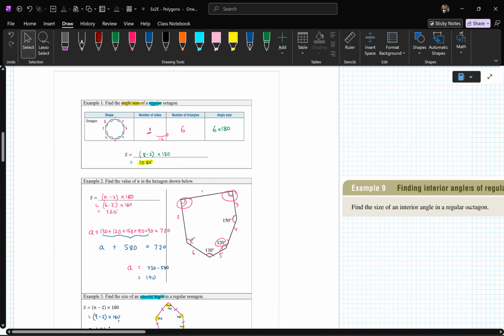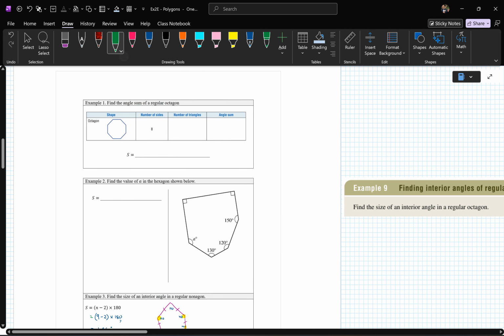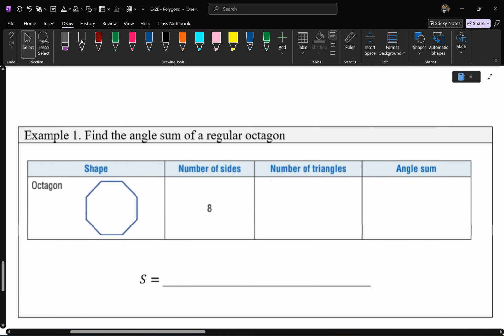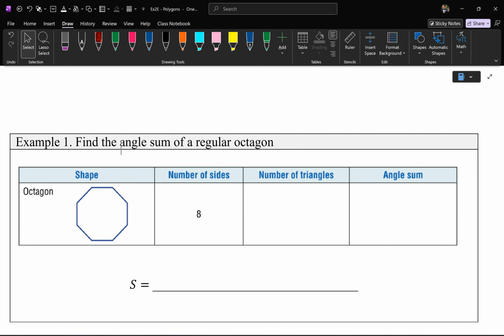All right, I'm going to delete all of this so that you don't see the answers. Let's do a quick, simple problem from your textbook. Example 1: find the angle sum of a regular octagon. Regular octagon means 8 sides, all sides the same and all angles the same. If there are 8 sides, you do 8 minus 2 to find the number of triangles, which is 6.